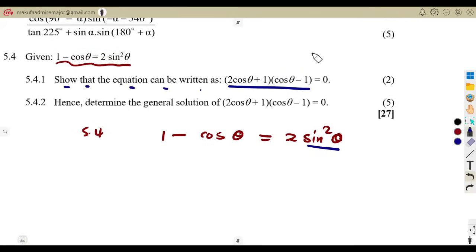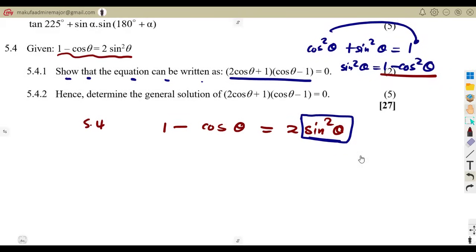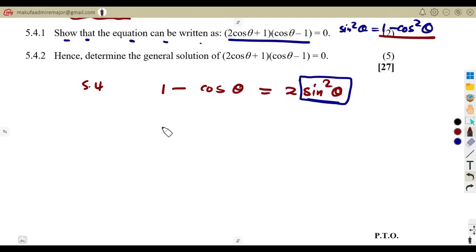We saw from our Pythagorean identity, cos squared theta plus sine squared theta is equal to 1. So to get a sine, we have to take the cos to the other side. Meaning sine squared theta is equal to what? 1 minus cos squared theta. Wherever we see a sine squared, we are going to replace it with its equivalent, 1 minus cos squared. All right, so let's replace this, because we can see that it's in terms of cos, so our answer is to be related to cos also.